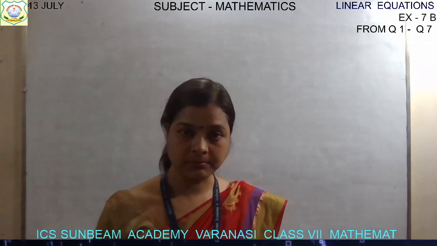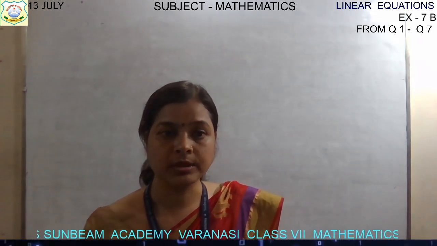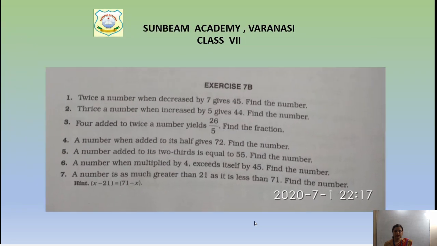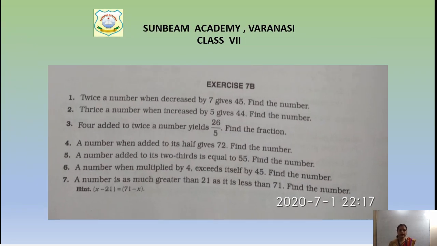See what is the question number 1? Let's see. I am showing it to you. Question number 1 is twice a number when decreased by 7 gives 45. Find that number. We don't know that number, children. Nothing is given about that number. But few points related with that number is given to us.